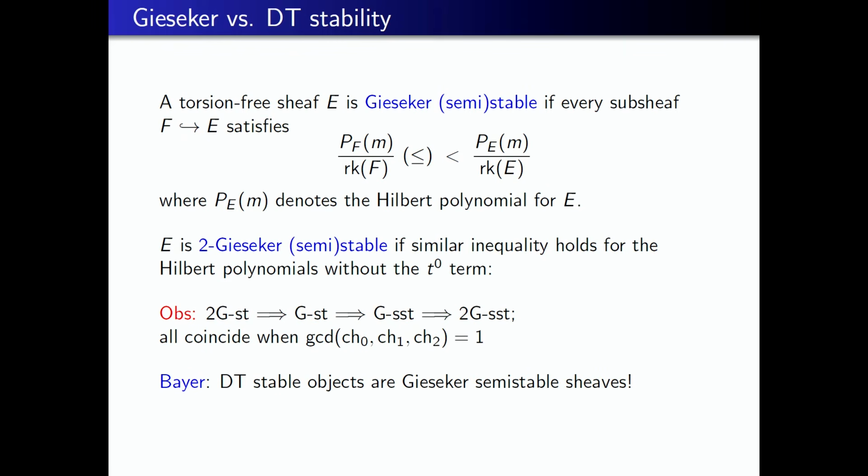So the chain of implications is that mu stable implies 2 Gieseker stable, implies Gieseker stable, and then Gieseker semi-stable, 2 Gieseker semi-stable, and mu semi-stable, right? So it's some variant that interpolates between mu stability and Gieseker stability. And as I mentioned, one thing that Bayer proved is that DT stable objects in the polynomial sense coincide with Gieseker semi-stable sheaves. Good.